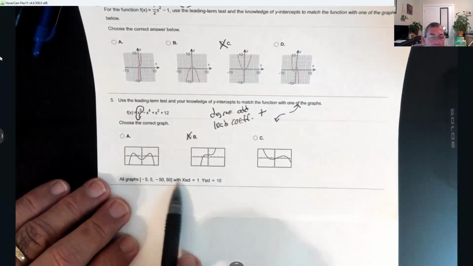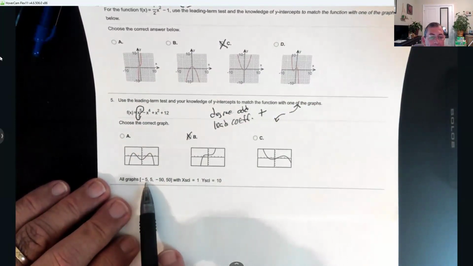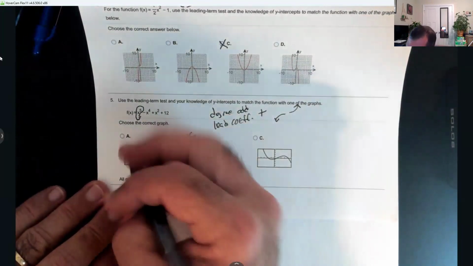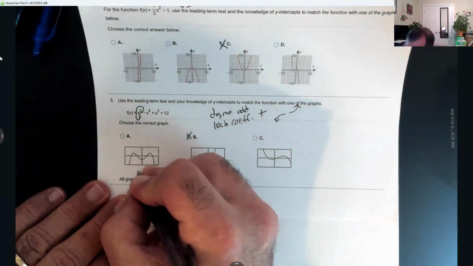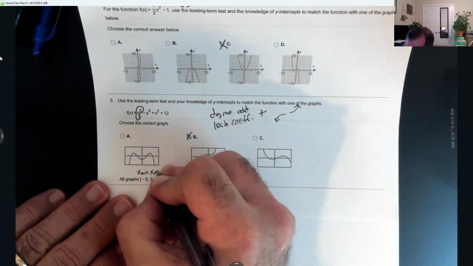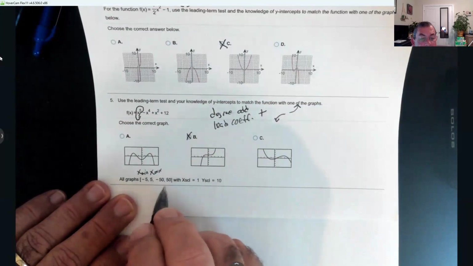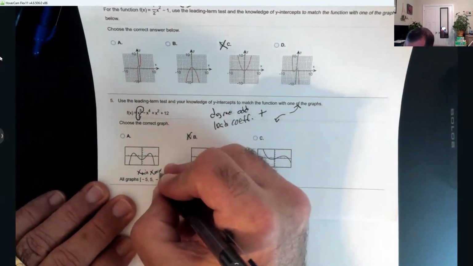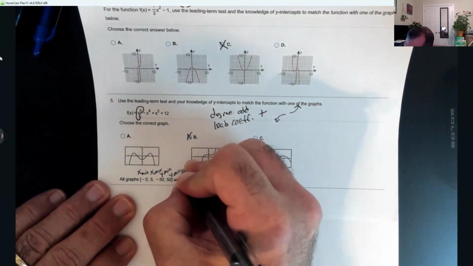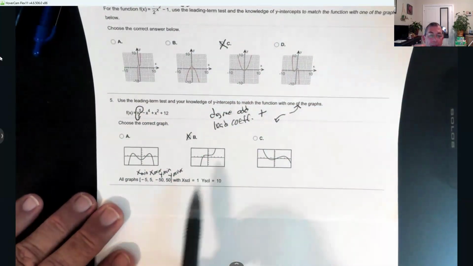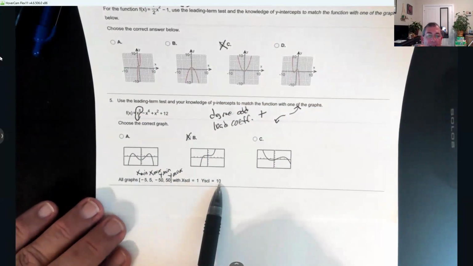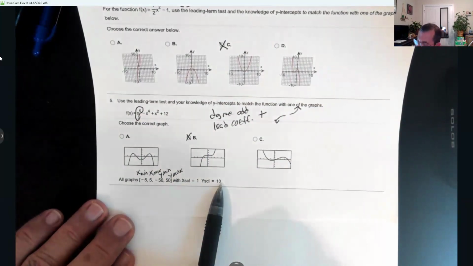You see this stuff right here? All graphs, -5 to 5, -50 to 50. These are the x values. This would be your x minimum value, x maximum value, and then your y minimum and your y maximum. And then they're telling you the x scale is 1, the y scale is 10. So let me show you how to get to this stuff on the graph.